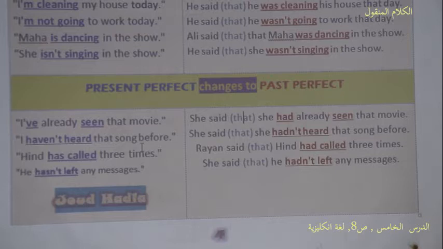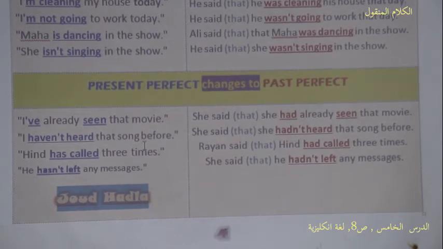Another example, present perfect negative. I haven't heard that song before. And here it would be in the past perfect tense. She hadn't heard. Hind has called. So we change it into Hind had called. So we only replace have or has with had. Now, as the last example, he hasn't left any messages. She said that he hadn't left any messages.